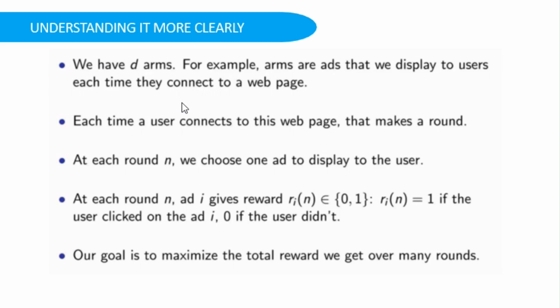Suppose we have d arms. For example, arms are the ads that we display to users each time they connect to a web page. And each time a user connects to this web page, that makes a round. At each round, we choose one ad to display to the user. At each round, ad i gives reward R_i(n), which belongs to the set {0, 1}. R_i(n) is equal to 1 if the user clicked on the ad i, and 0 if the user didn't click. And our goal is to maximize the total reward we get over many rounds.